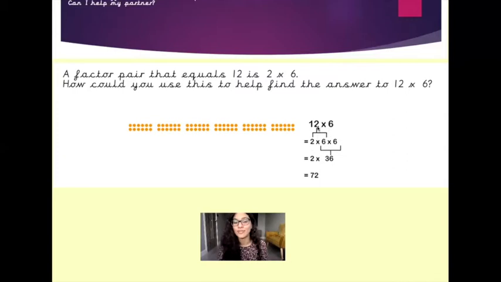So the new sum then would look like the 12 broken down, which is 2 times 6, and then you times 6, because that is the remainder of the sum. So that equals 2 times 6 times 6. Then you work it out. So I've chosen to work out 6 times 6 first, so I get 36. So you do 2 times 36. So in the end, all you're really doing is doubling 36 to get your answer, which should be 72.